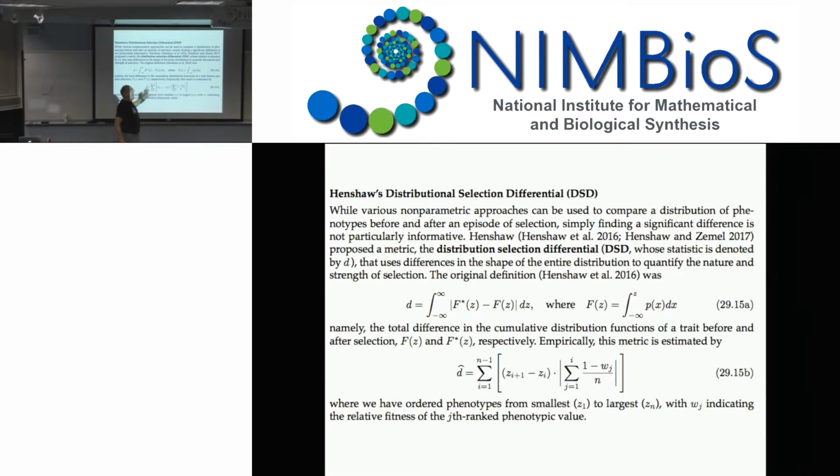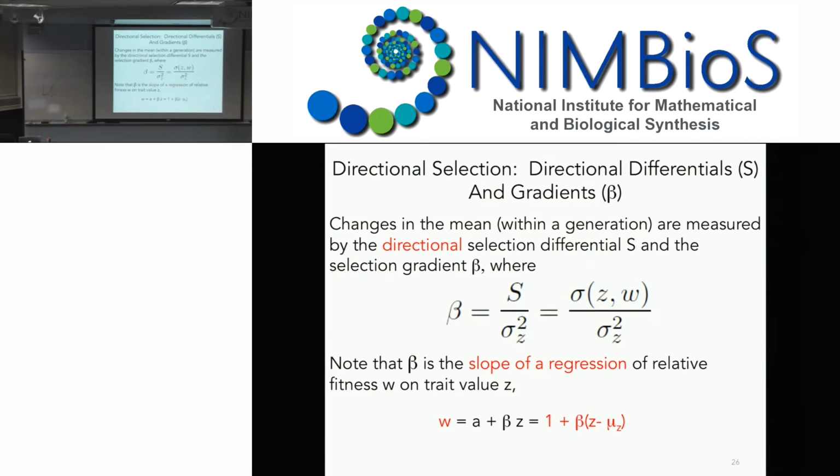So we can talk about measuring changes in the mean with a couple of different metrics. We can talk about this, which basically talks about how the whole distribution changes. I want to say a couple of things now about directional selection differentials and directional selection gradients, so S and beta. The change in mean within a generation can be measured by a couple of things, and also you can do the intensity, but this is an important connection I want to talk about. So beta equals S divided by sigma squared z.